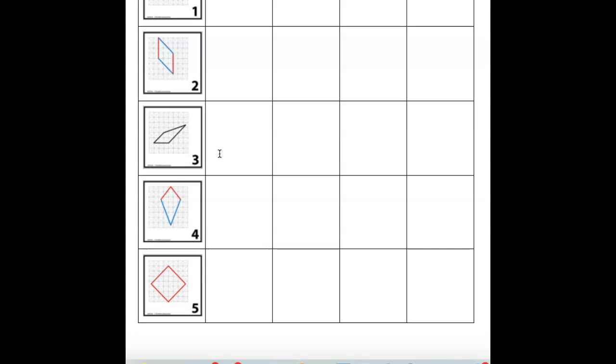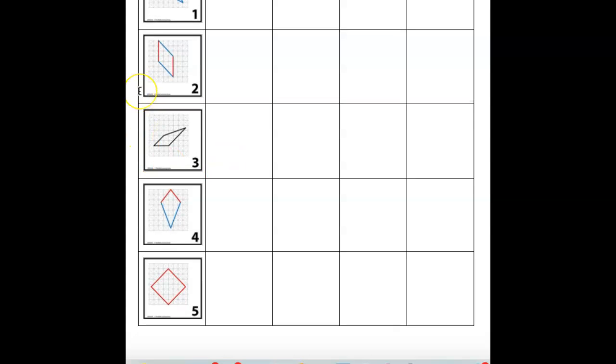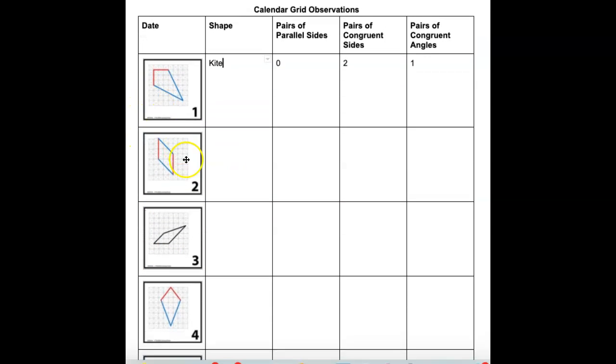The next 4 are your turn. For each shape, you will define its name, tell the number of pairs of parallel sides, tell the number of pairs of congruent sides, and the number of pairs of congruent angles. Use your vocabulary words to help you with the shape and finding parallel and congruent sides.